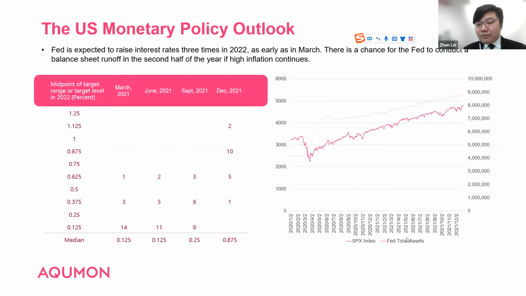And we can see that the line here is the Fed total assets. It almost doubled after the outbreak of the COVID-19 pandemic, and we also see it highly correlated with the S&P 500 index. After the rate hikes and the potential balance sheet runoff, we believe that the liquidity will shrink for the market, and there can be risks for the US stock market.